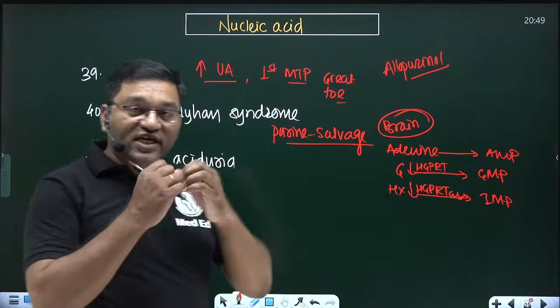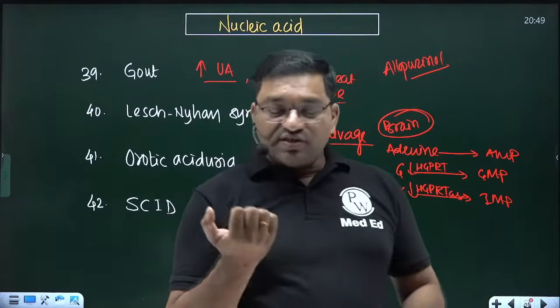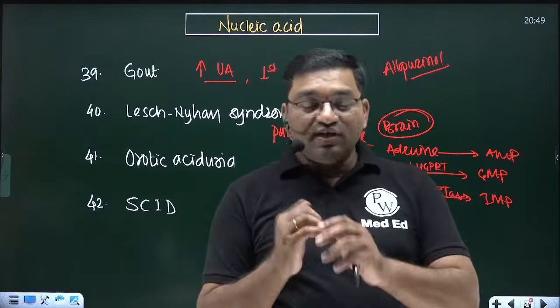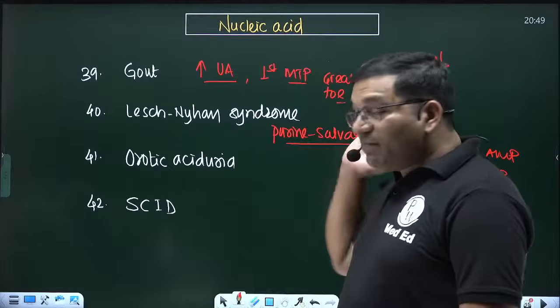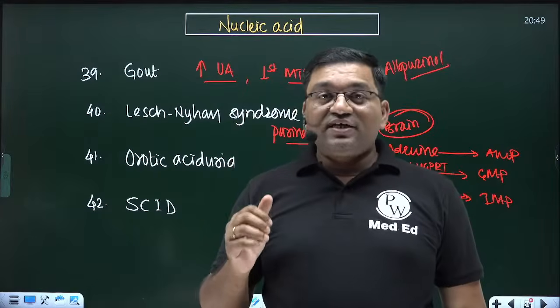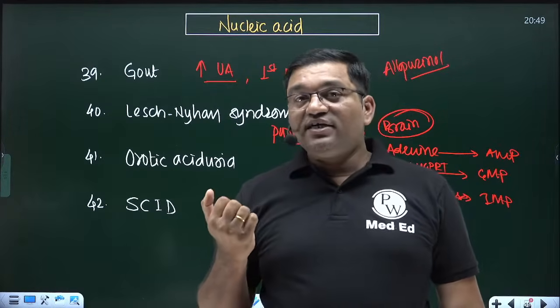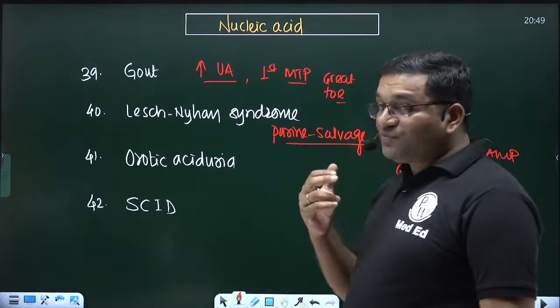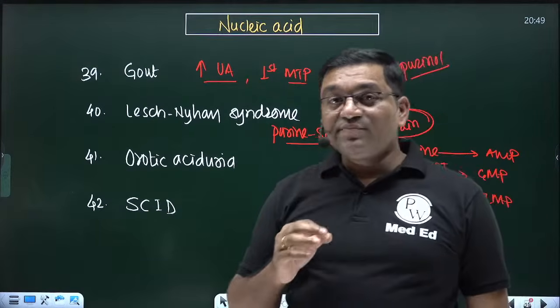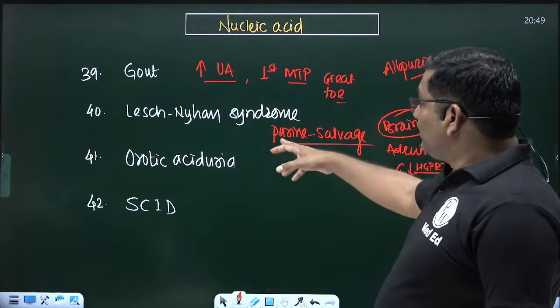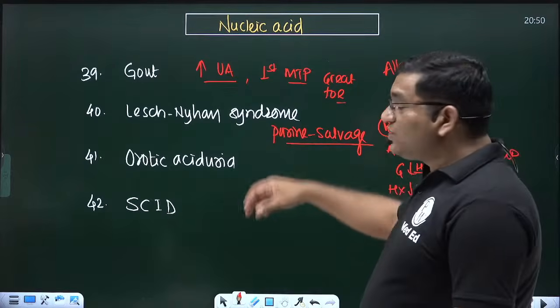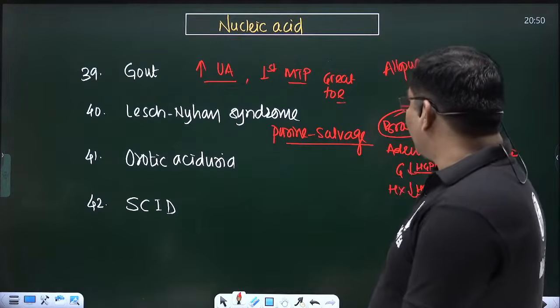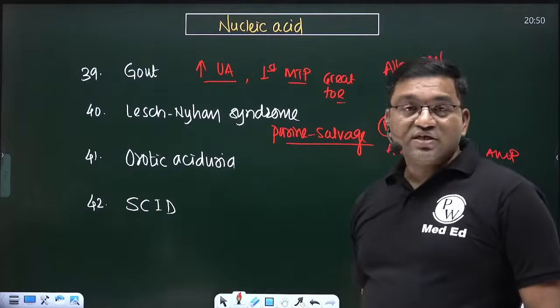Typical features are self-mutilating activity, such as head banging and nail biting until it bleeds. Self-injury to the lips may also be there. These are the features of Lesch-Nyhan syndrome, along with increased uric acid level.